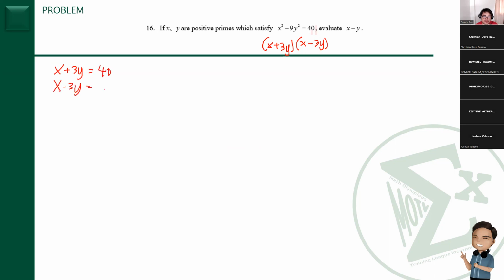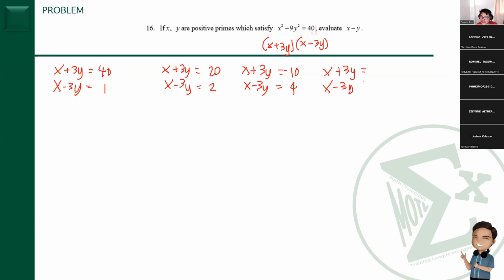We can go with 40 and 1: x plus 3y, x minus 3y. We could go 20 and 2: x plus 3y, x minus 3y. Are we going to try everything? Yep, more or less. And we're going to have x plus 3y, x minus 3y equals 8 and 5. It's a lot.